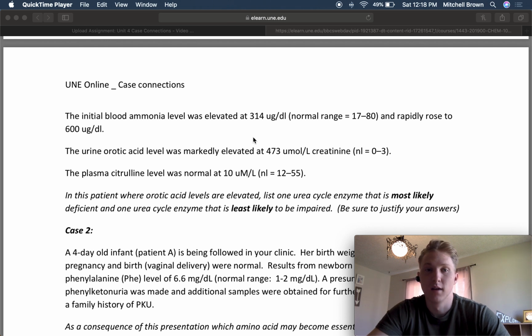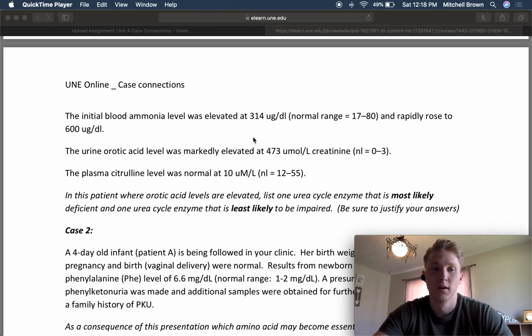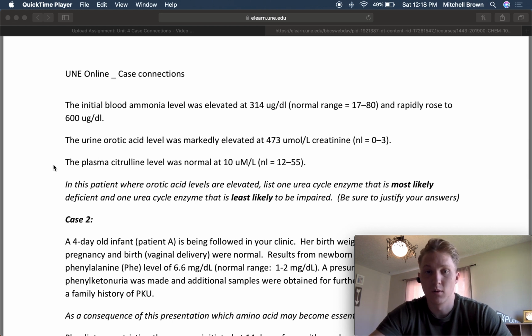So we had high ammonia levels in the blood, which again points to a urea cycle deficiency, and they rose rapidly. The urine uric acid levels were also markedly elevated, which will also point to a deficiency in the urea cycle. The plasma citrulline levels were normal. The final question posed was: in this patient where uric acid levels are elevated, list 1 urea cycle enzyme that is most likely deficient and 1 urea cycle enzyme that is least likely to be impaired.